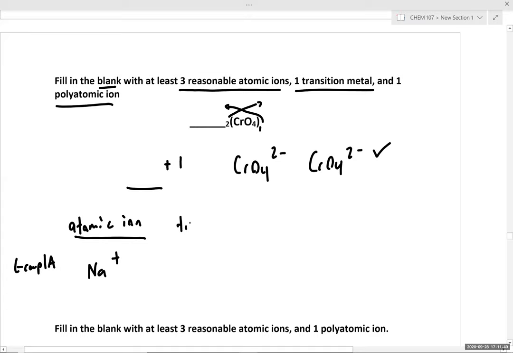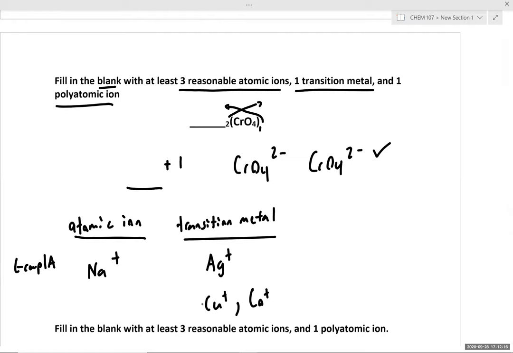Okay, what about a transition metal? Would anyone like to propose a transition metal? Ag. Yep, silver plus, that would work. You can also do copper plus. You can do cobalt plus. Essentially, any transition metal would work unless it's a fixed charge with a charge other than +1. So there are a lot of reasonable answers for the transition metal.